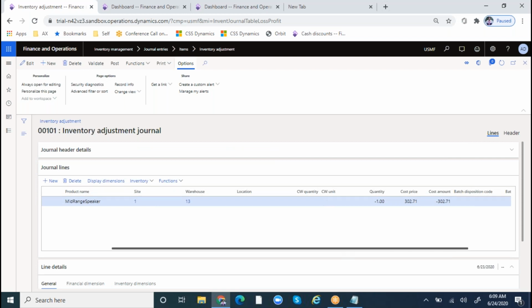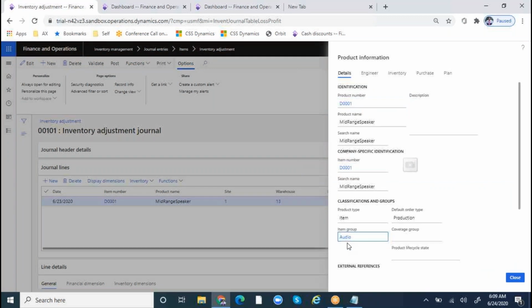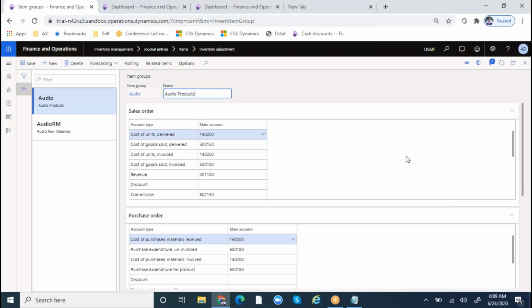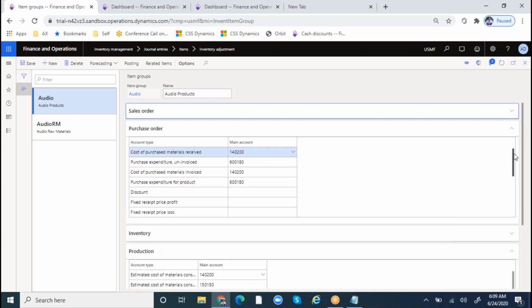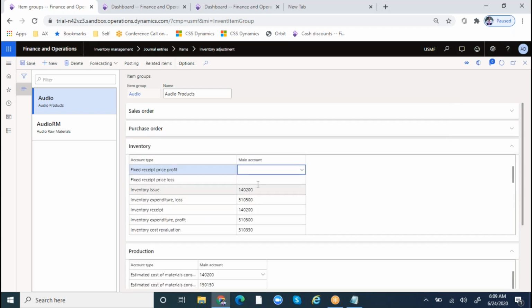Okay, so from where will it capture those accounts? That is, if you click on that item, the item group. As we learned earlier, some ledger accounts should be mapped in the sales order for the sales order invoice. In the same manner, for the purchase order invoice it should be this one. Now for inventory journals, that is inventory. These are the accounts.